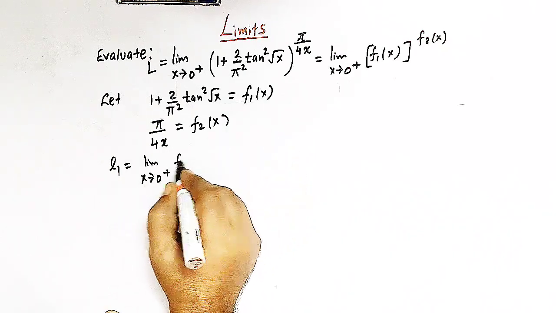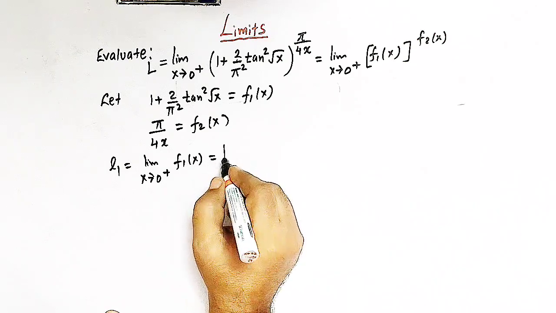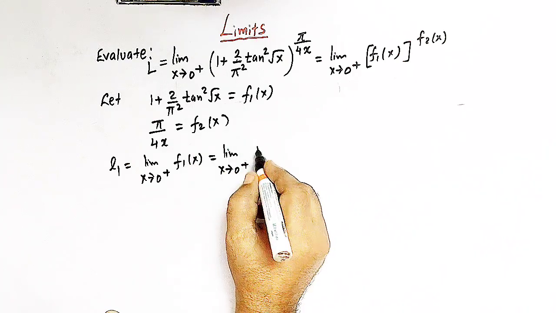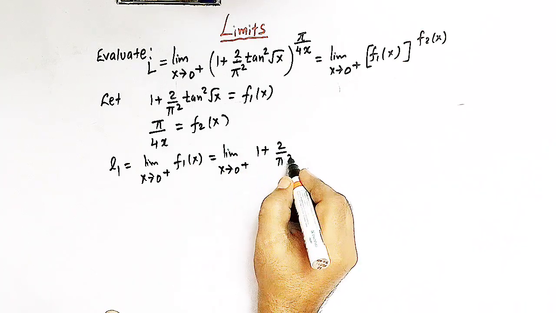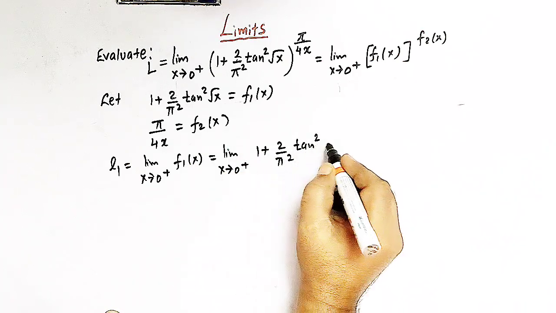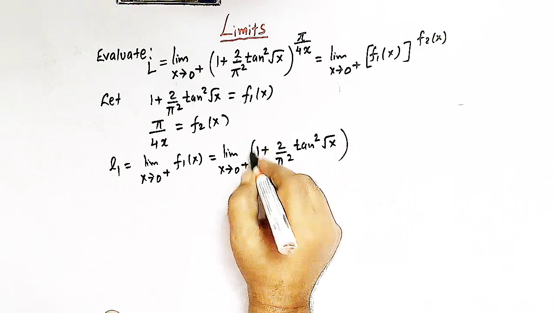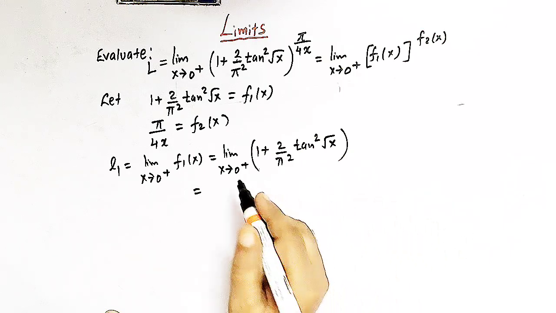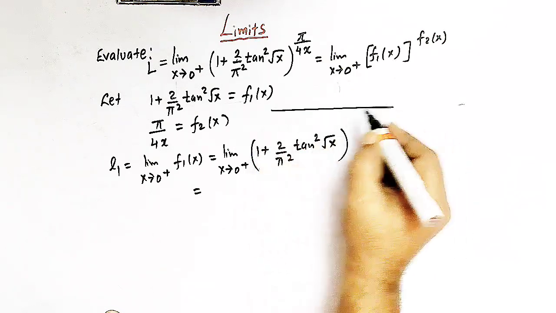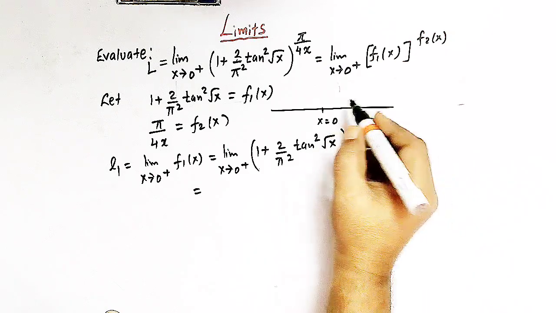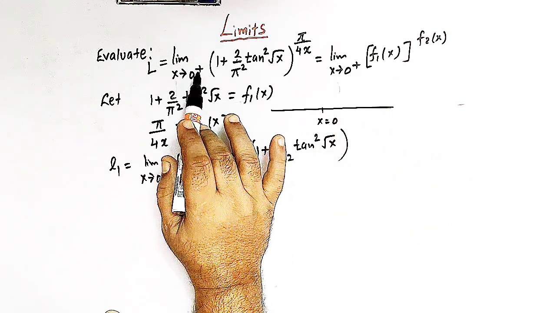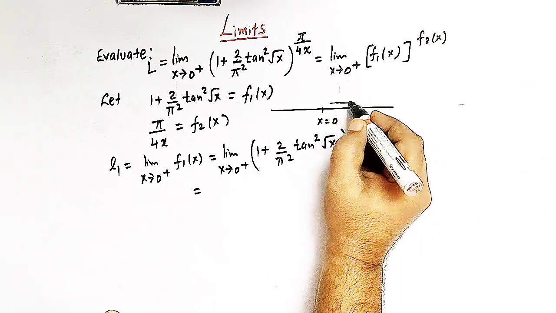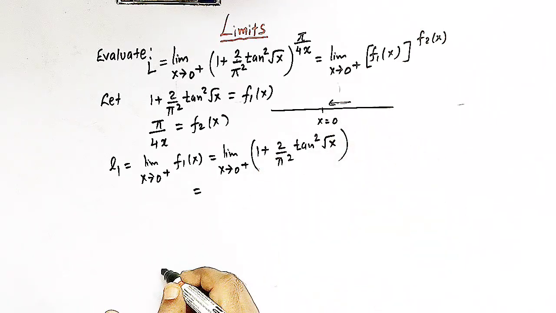Okay, so now let us first find this limit, that is L1, that is limit x tends to 0 positive f1(x). So we have limit x tends to 0 and f1(x) is 1 + 2/π² tan²√x, right? Now when x tends to 0 from the right of x is equal to 0, we have to find out the right hand limit of this function. So we are approaching from the right of x is equal to 0.